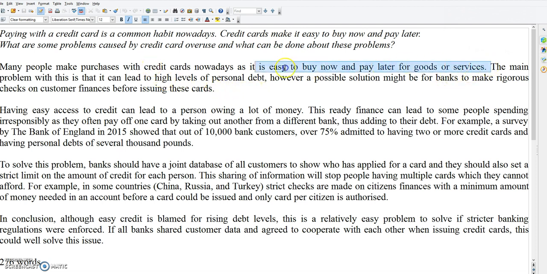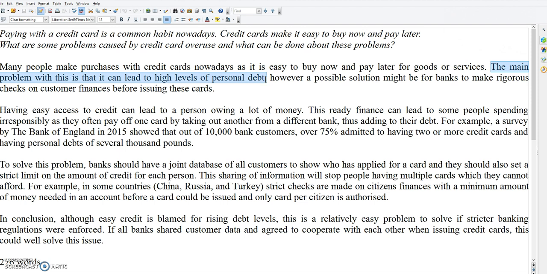So, introductions. Sentence 1, you paraphrase. Many people make purchases with credit cards, blah, blah, blah, easy to buy now and pay later for goods or services. Okay, now the main problem with this is that it can lead to high levels of personal debt. Now I know it says problems, but I'm saying, well, I think there's only one real issue here, which is personal debt. I can't think of any other problems that you might have if you overuse your credit cards. The main issue is always debt.